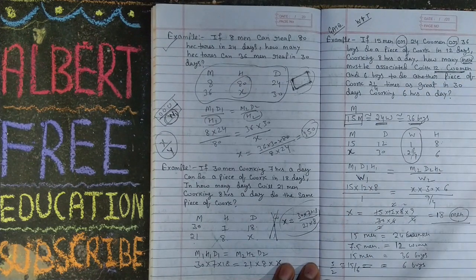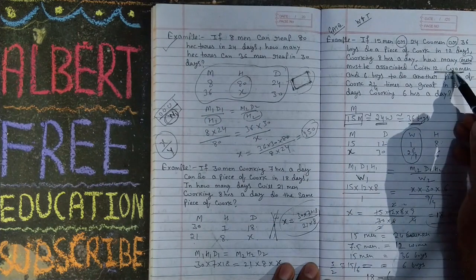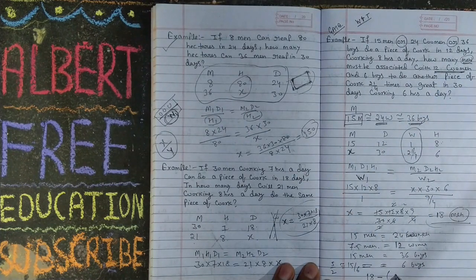Now this is a total value, total men. From total men, you will remove these women and these boys. This 12 women is equal to 7.5, plus this 6 boys is equal to 5 upon 2, which means 2.5. So this is 18 minus 7.5 minus 2.5. This is 10. 18 minus 10 is equal to 8. 8 men.